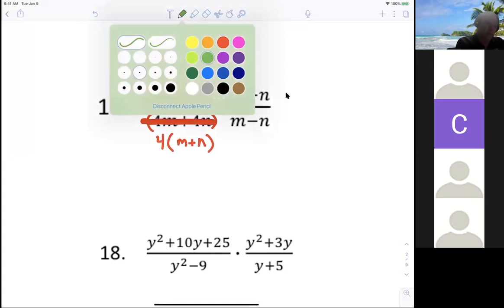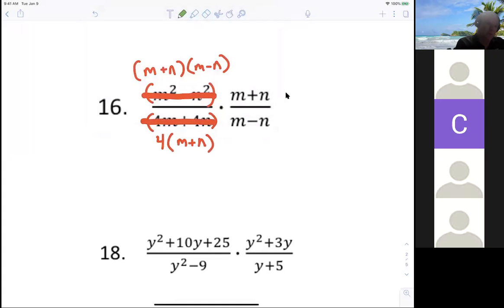All right, now let's go for some crossing out. M plus n, m plus n. M minus n, m minus n. Final answer, m plus n over 4. How's that, guys? Everybody good?